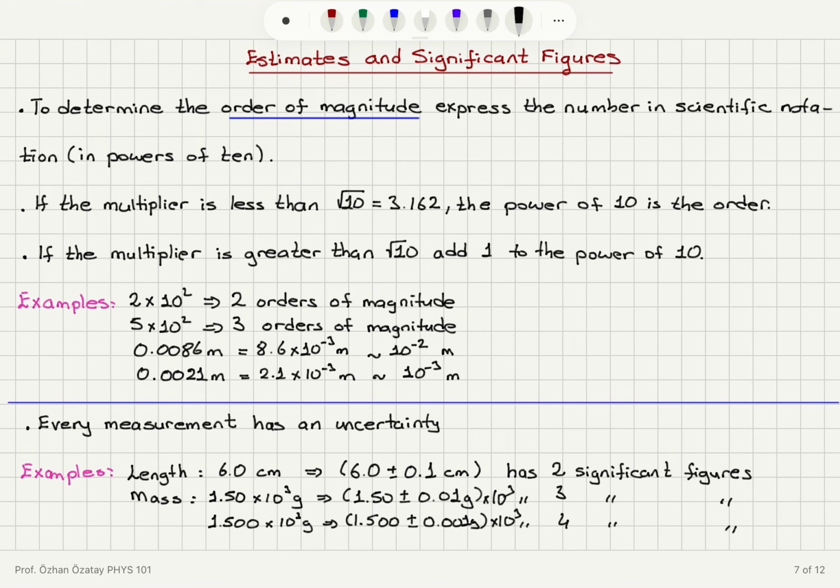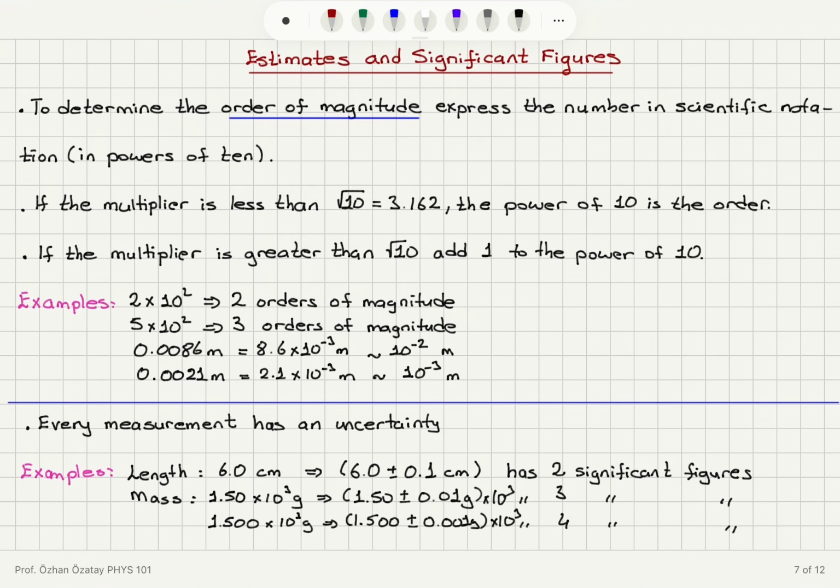And if we have this measurement reported as 1.500 times 10 to 3 grams, then the last 0 is where our uncertainty resides. So this will be 1.500 plus or minus 0.001 times 10 to 3 grams. So this is basically, because I have 4 numbers here, this has 4 significant figures. So that's how we deal with the uncertainty, or that's what the numbers mean when we report a measurement.